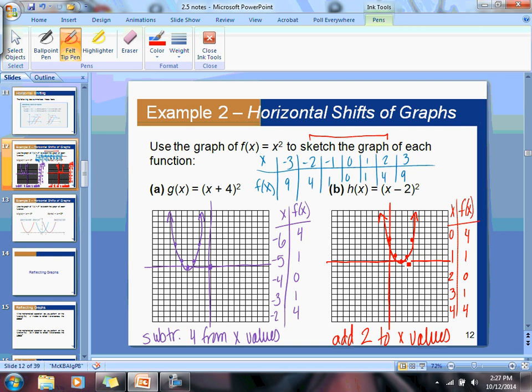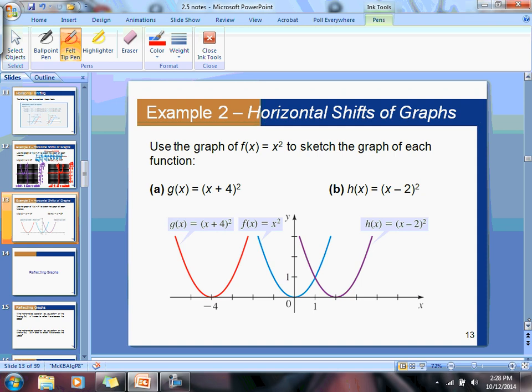So again, you can graph these in your graphing calculator, but once we have this knowledge of how the construction of a function can affect the movement of the graph, we can also use that to help us graph and make our table of values. So here's the nice book pictures that go along with the graphs that we just did.